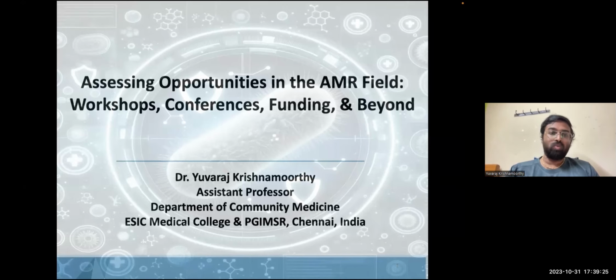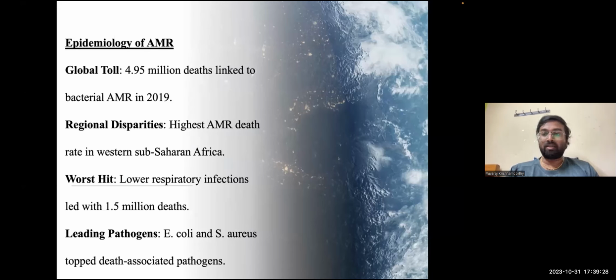Nearly 5 million deaths were linked to bacterial antimicrobial resistance in the year 2019, and there was huge variation by region. The highest rate was found in the Western Sub-Saharan African region, and most of the next four were also in Eastern and other parts of Sub-Saharan Africa. Next in line after Africa are the Southeast Asian countries, which include India. The most common cause was lower respiratory tract infection, which contributed about 1.5 million of these nearly 5 million deaths. The two pathogens that topped this global mortality are E. coli and Staphylococcus aureus.